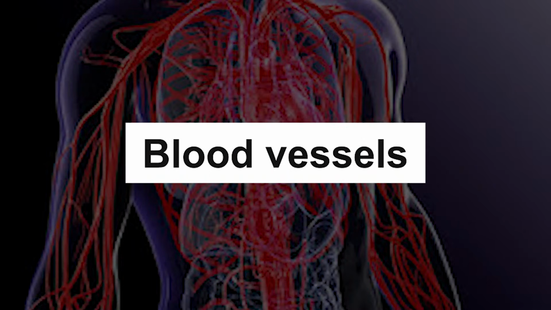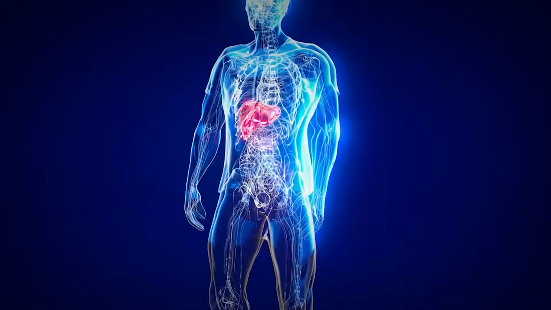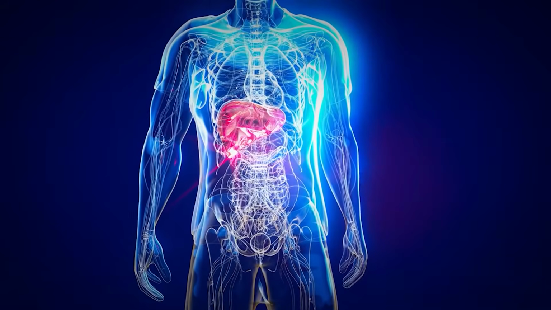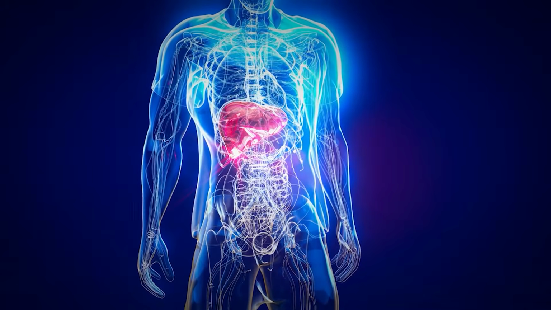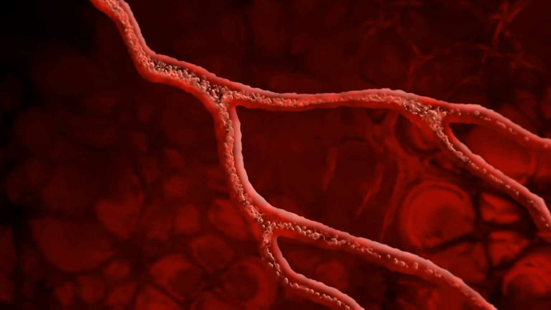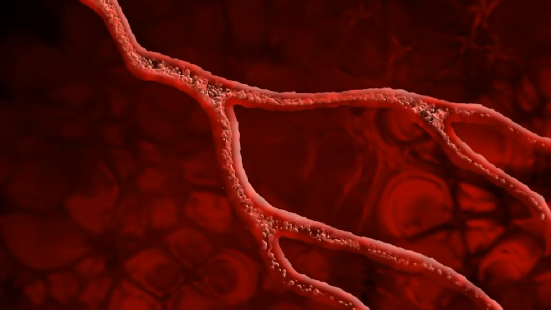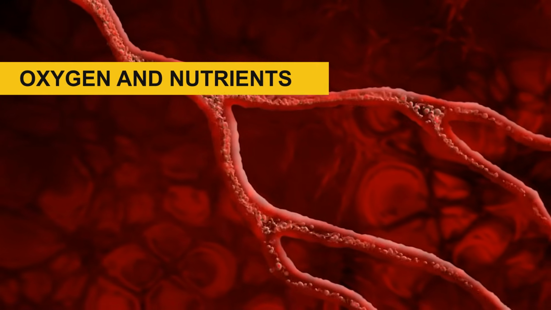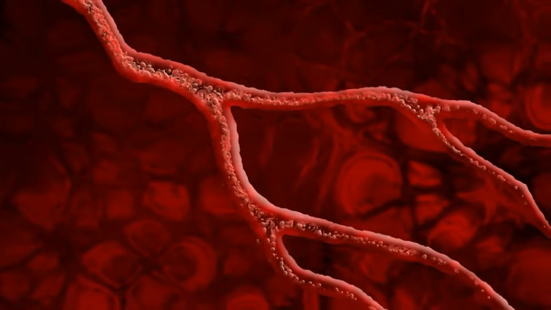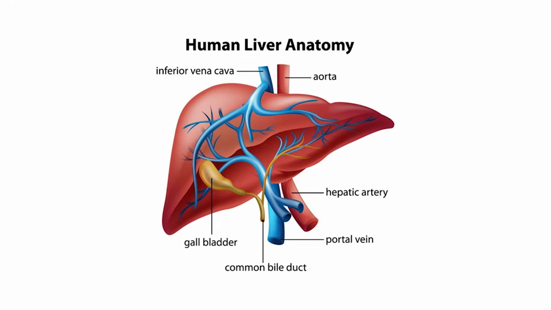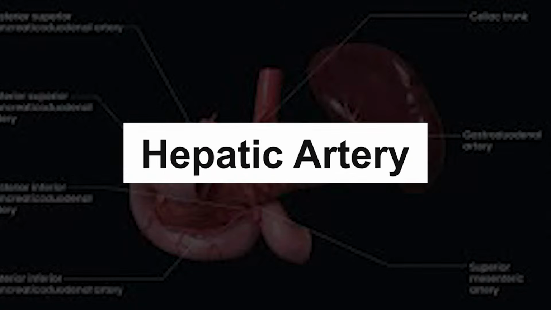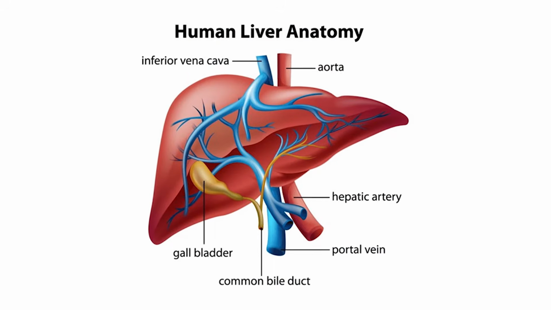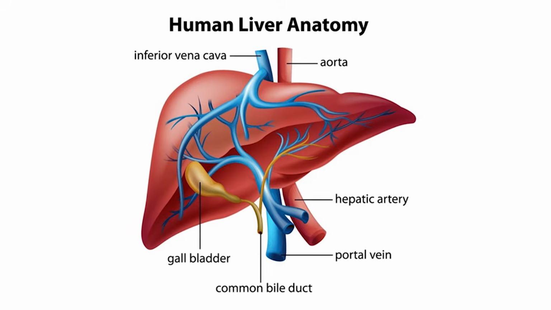Blood vessels. The liver is a highly vascular organ, meaning it has an extensive network of blood vessels that play a crucial role in its functions. These blood vessels serve various functions in the liver, including the supply of oxygen and nutrients, as well as the removal of waste products. Here are the main blood vessels associated with the liver. Hepatic artery. The hepatic artery is responsible for supplying oxygen-rich blood to the liver.